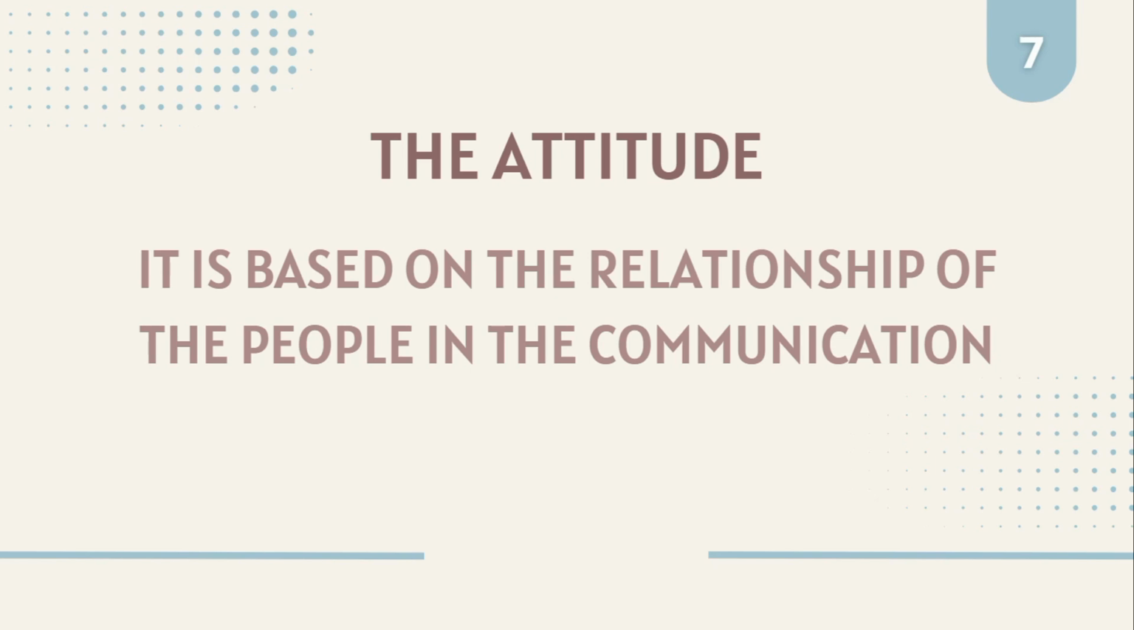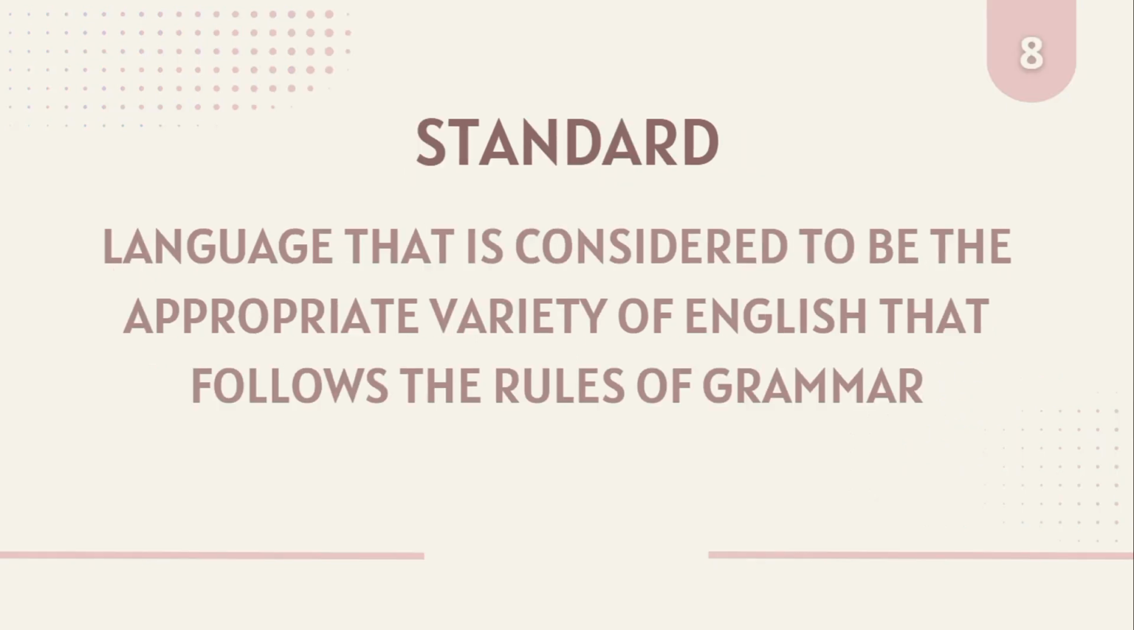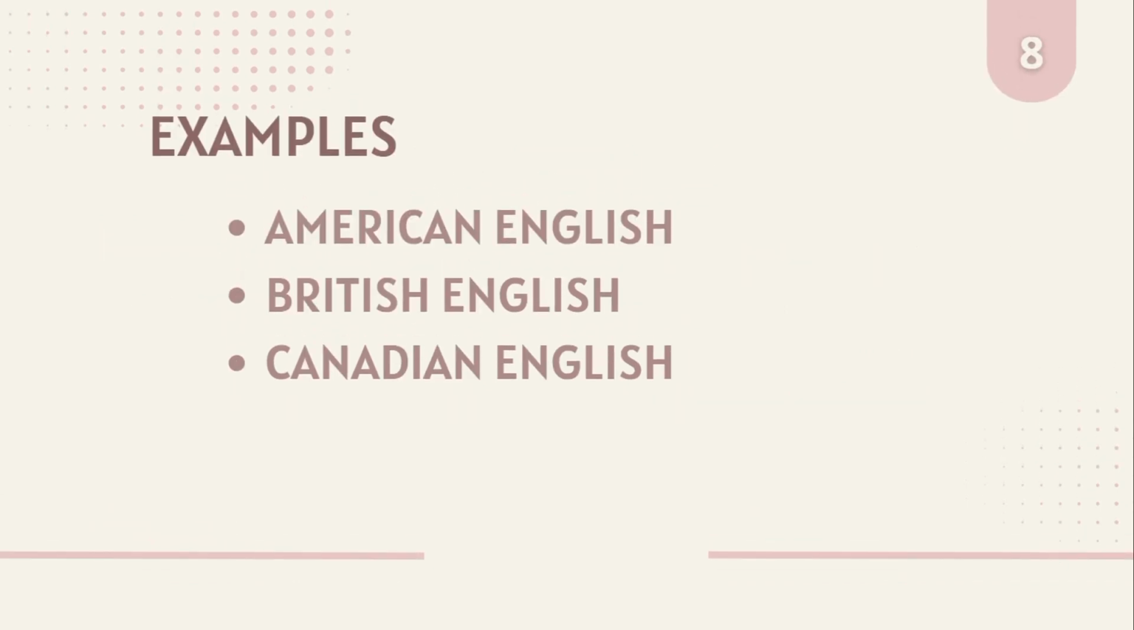Now, let's proceed to the varieties. First, the standard. It is a language that is considered to be the appropriate variety of English that follows the rules of grammar and structure of language. It uses a formal and complete set of words, commonly used in formal settings such as speeches, reports, presentations, and more. Here are some examples of standard varieties: American English, British English, and Canadian English.